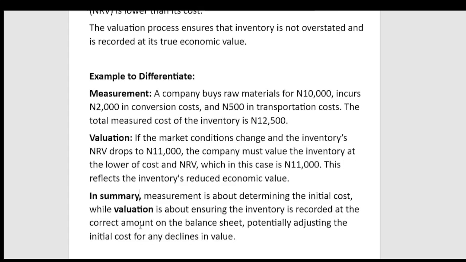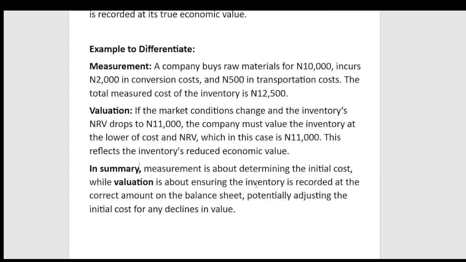Right, good. In summary, measurement is about determining the initial cost, while valuation is about ensuring the inventory is recorded at the correct amount on the balance sheet, potentially adjusting the initial cost for any decline in value. That is all about IAS 2, Inventory. Mind you that the closing balance of your inventory is taken to your current assets in your balance sheet, the statement of financial position. That is where it goes straight. I believe you understand this.